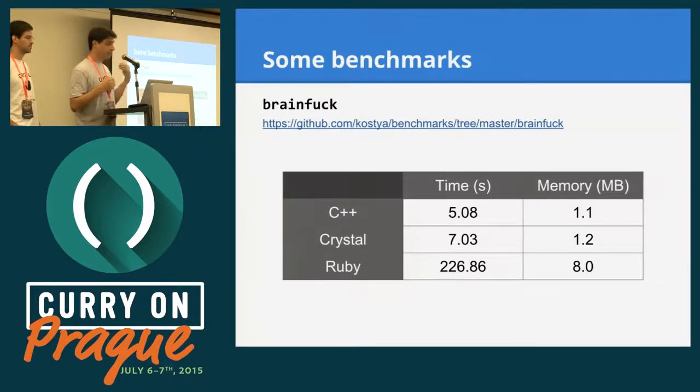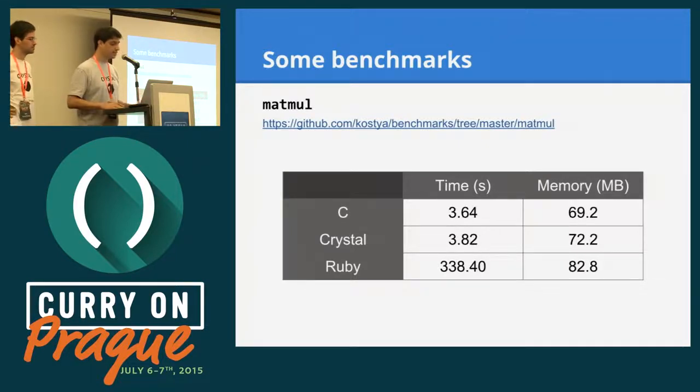The first example is Brainfuck, an interpreter for basically a Turing machine. As you can see, Crystal gets results very similar to the C++ implementation, compared to the Ruby one, which is a very similar code base that takes like 100 times slower. The second example is matrix multiplication, and here we get even closer results to the C implementation, and Ruby is just 100 times slower.